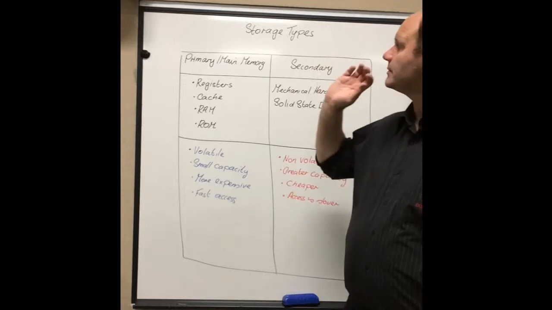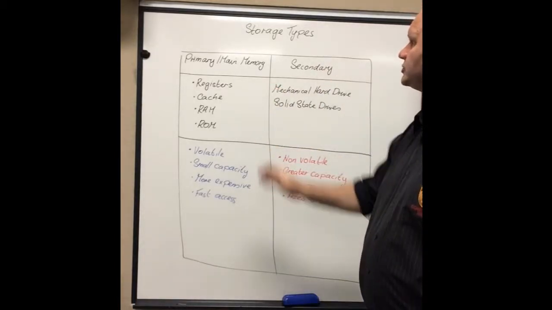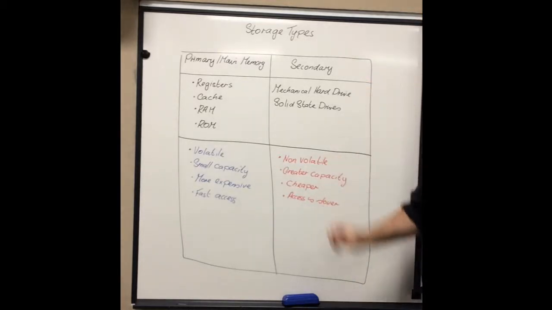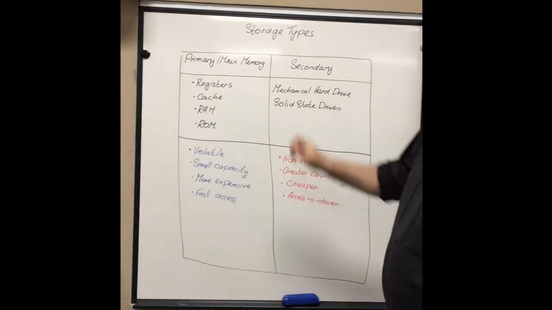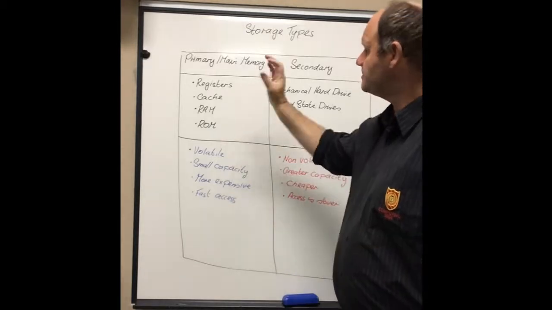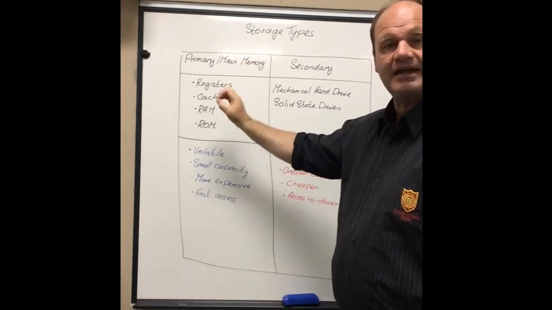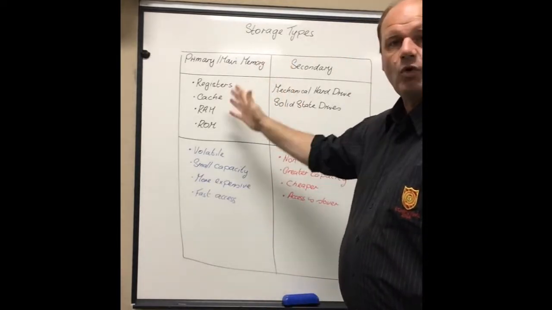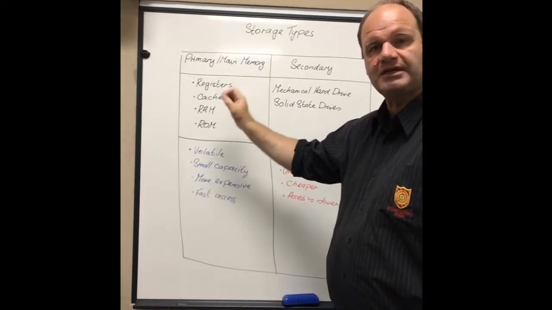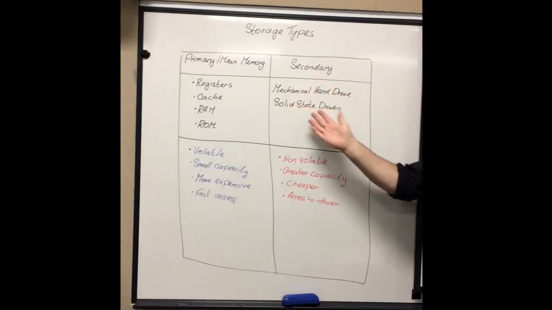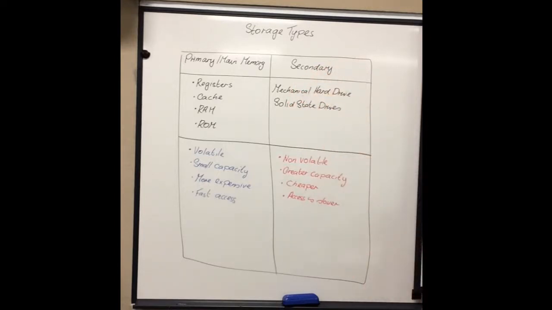However, what defines storage which is in primary and what defines storage that is in secondary? Well, anything that is in primary storage, main memory, is memory that is directly linked to the CPU. So registers, cache, RAM, ROM, they're all directly linked to the CPU. Conversely, anything which is in secondary is not linked directly to the CPU.